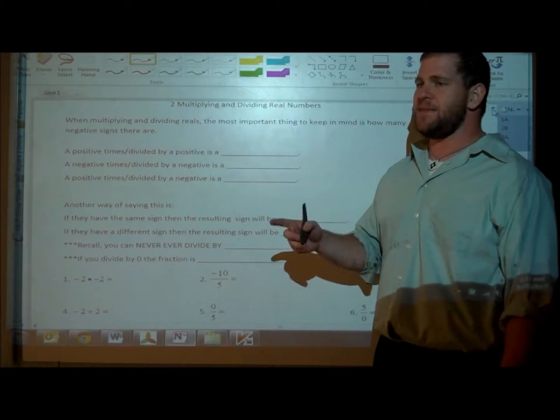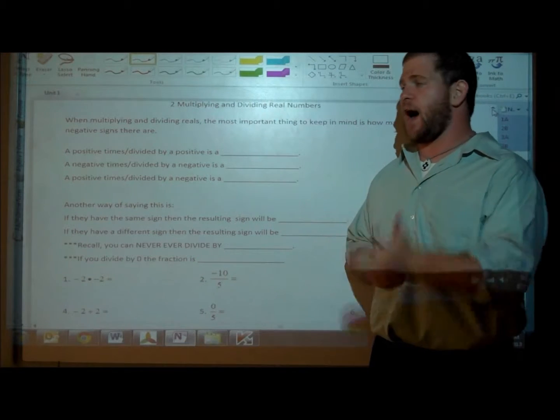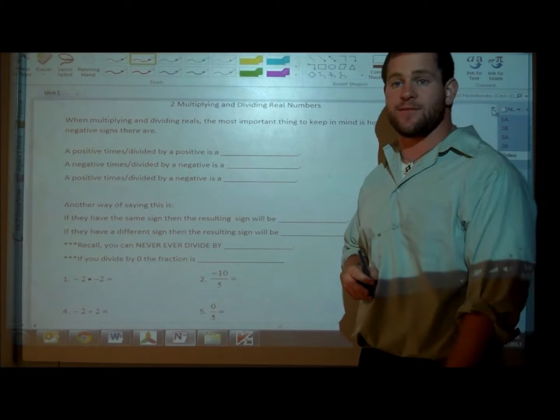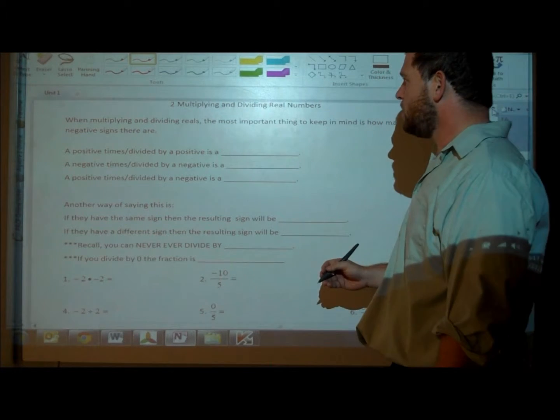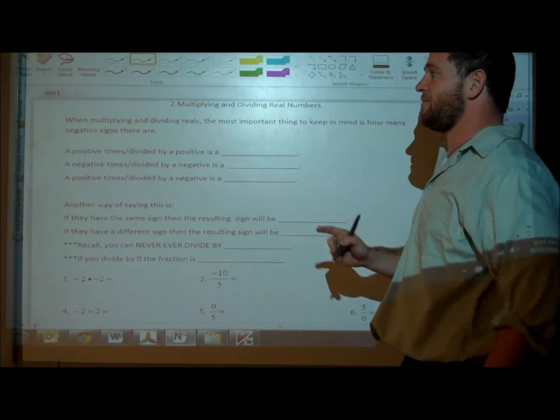Okay, so, same thing as last class. When you think of negative, I want you to think of opposite. Opposite is the most important word, and if you can remember that a negative is an opposite, it'll help you get through a lot of what we're doing today. When multiplying and dividing reals, the most important thing to keep in mind is how many negative signs there are.